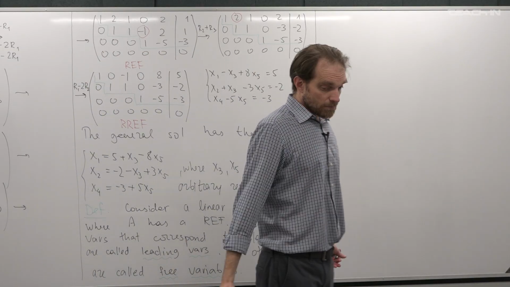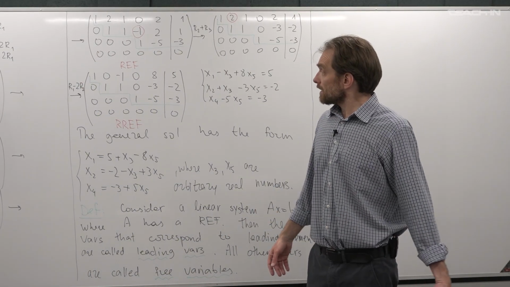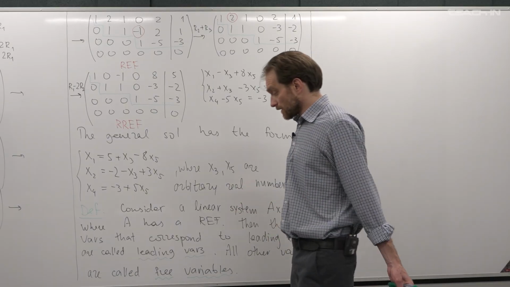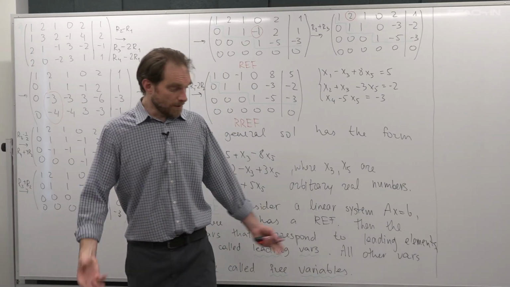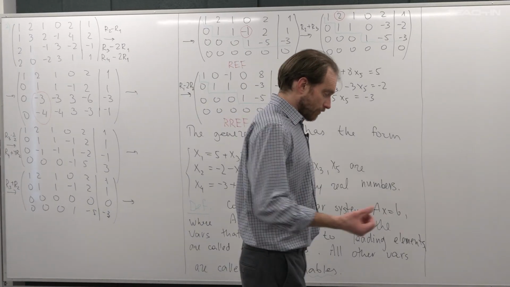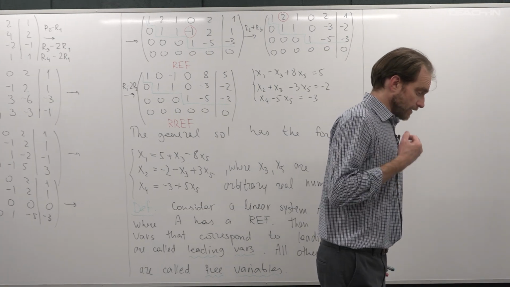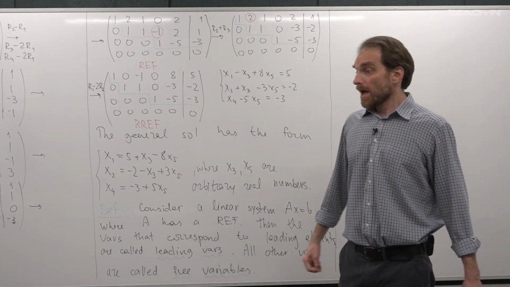Okay, so we'll stop here, and at the next lecture we will continue to discuss other things, and we will prove the existence and the uniqueness of the reduced row echelon form. Okay.